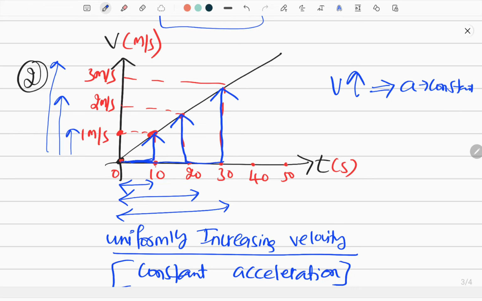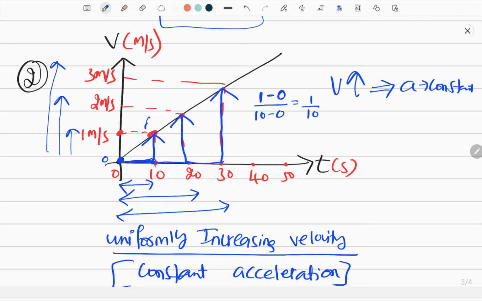Look at this, if you want to go mathematically and solve this, then also it is possible. See, when you take 0 to 10, at 0 seconds what was the velocity? 0 meter per second. At 10 seconds what is the velocity? 1 meter per second. Final velocity is 1 and initial velocity is 0, divided by time, 10 minus 0. So what will you get? You will get 1 by 10.